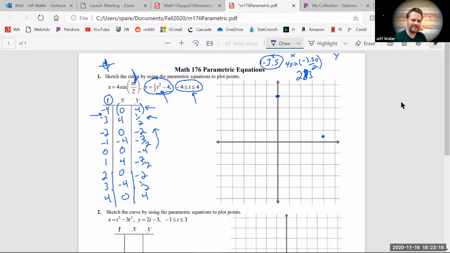And then if you put negative 3.5 in here, 0.5 times 3.5 squared minus 4, I get 2.125. So let's see where that is approximately. 2.83 is right there. 2.125 is just above there. So it's going to be right about there. So it looks like it's going to be an upward kind of curve.